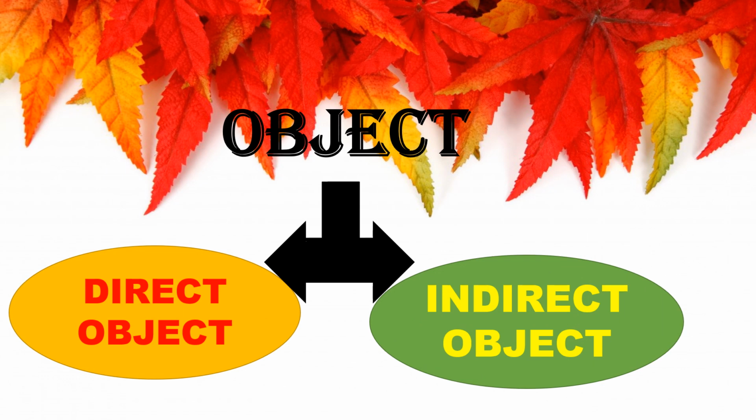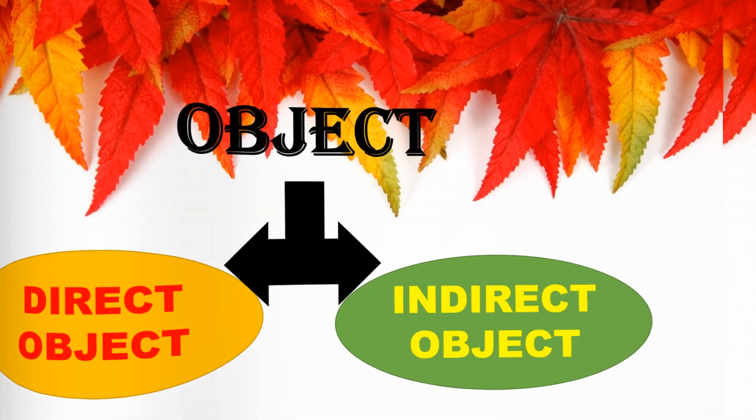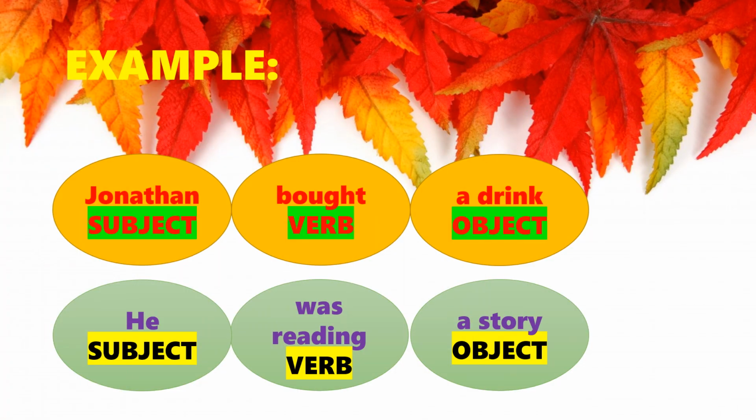Objects are of two types. One is the direct object and the other is the indirect object. Let us look at these two examples. Jonathan bought a drink. What is the subject? Jonathan. What is the verb here? Bought. And what is the object here? A drink. In the second sentence too, he is the subject, was reading is the verb, and a story is the object.